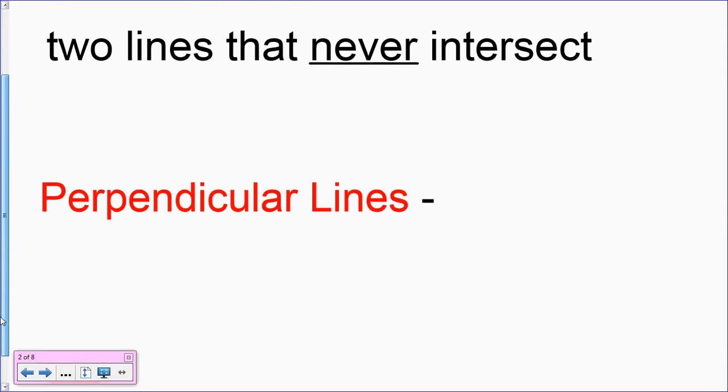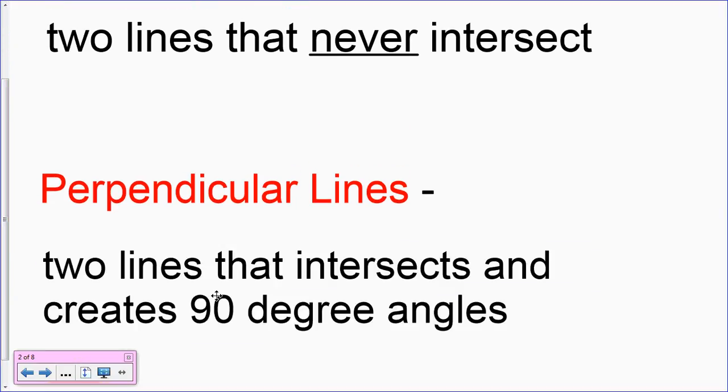And perpendicular lines are two lines that intersect and they create 90-degree angles. So they're not just any intersecting lines. They have to create that 90-degree angle. Okay? Just like the x and y axis, those are perpendicular lines because they create those right angles. Okay? So it's not either parallel or perpendicular or anything. Parallel, perpendicular, or they can just be neither.